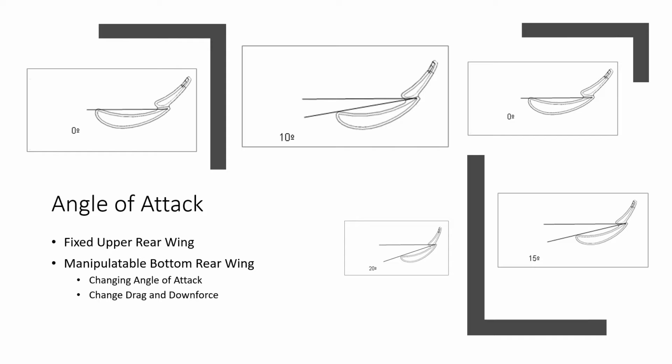So the design that we have chosen has a fixed upper rear wing, which is the top part of the wing, and then a manipulatable bottom rear wing. This allows the driver to change the angle of attack, and depending on which part of the course he is at, to change the drag generated and also the downforce that is generated from wind passing through the rear wing.